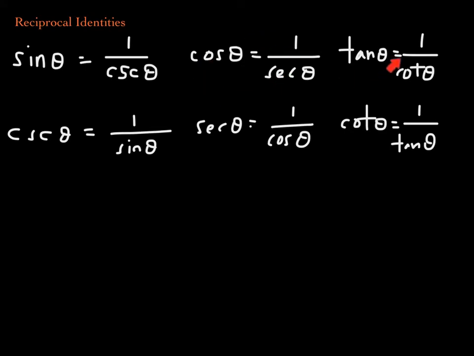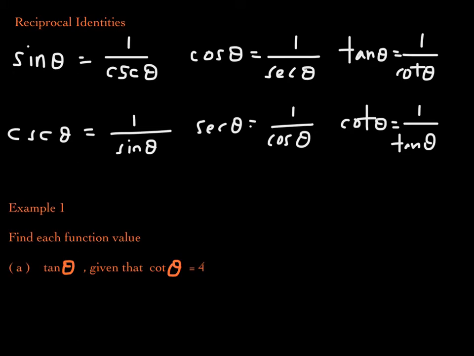Tangent of theta is just 1 over cotan theta. Cosecant of theta is 1 over sine theta. Secant theta is 1 over cosine theta. And then cotangent of theta is equal to 1 over tan theta. These are your reciprocal identities.